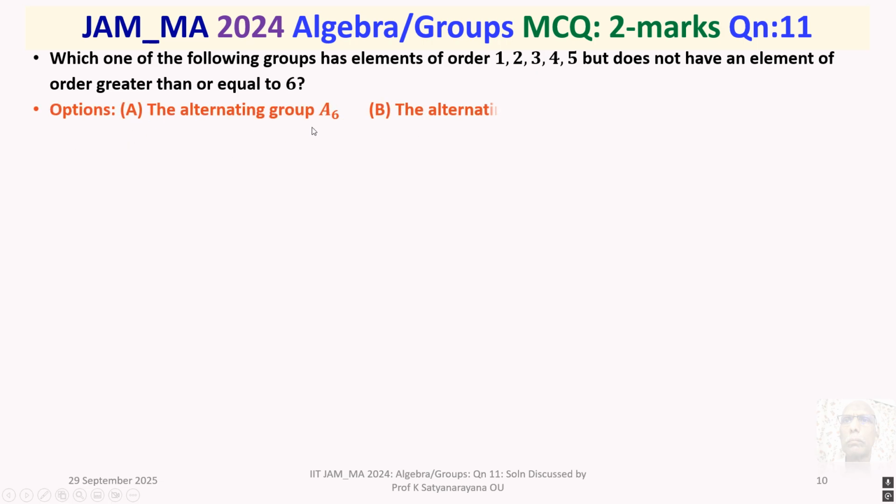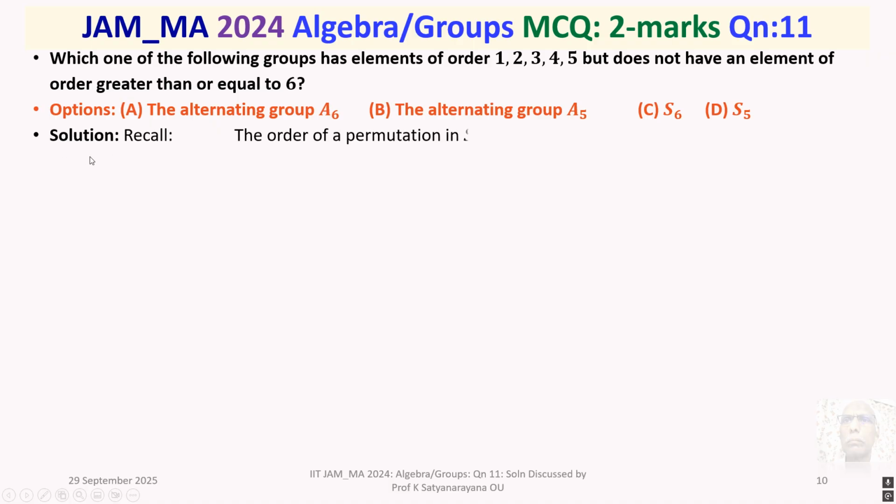Option A, the alternating group A6. Option B, the alternating group A5. Option C, the symmetric group S6. Option D, the symmetric group S5. Let's now discuss the solution of the problem in detail.